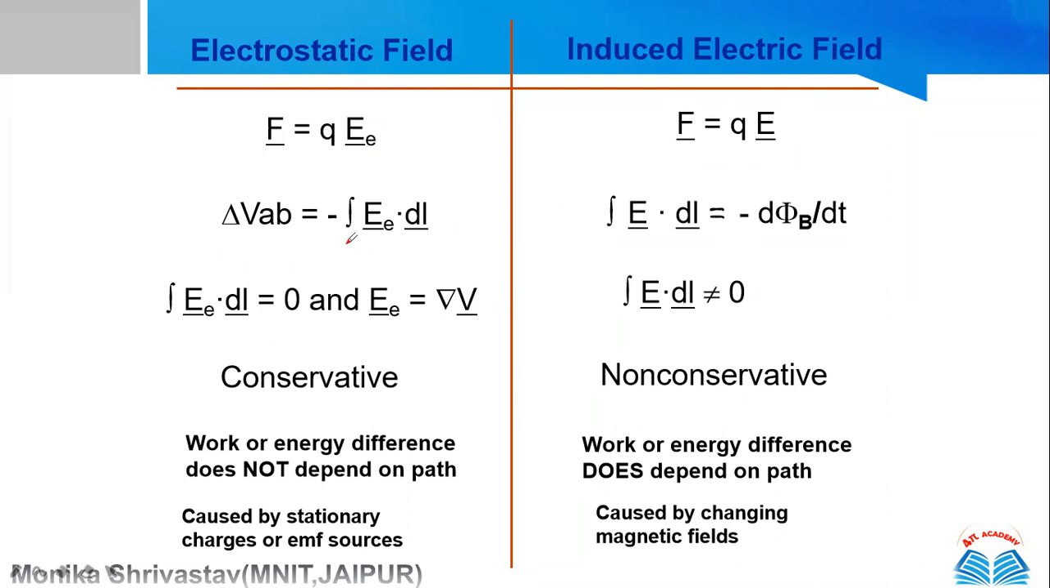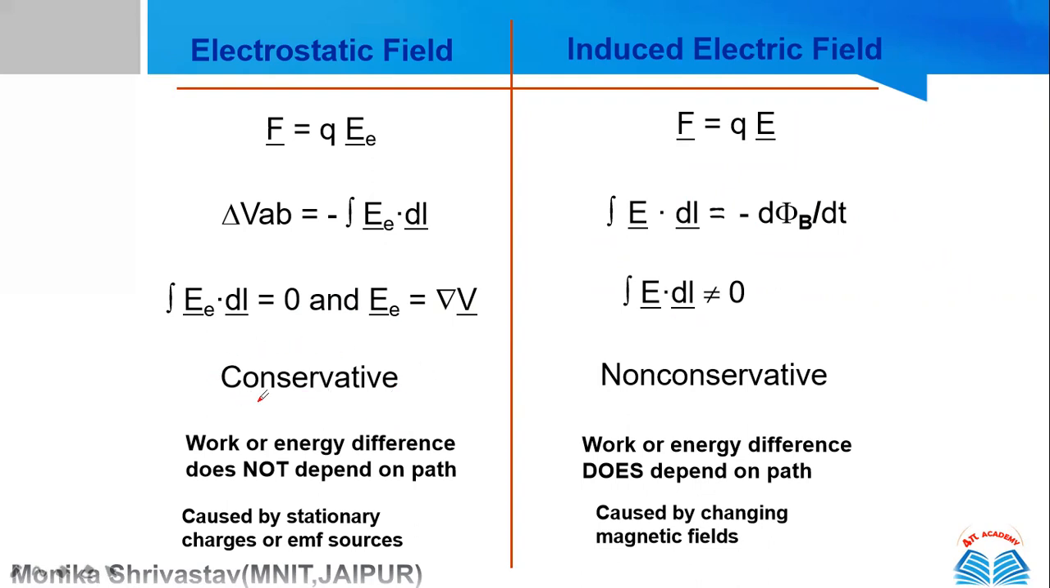In the electrostatic field, the voltage difference between two points A and B, delta V_AB, equals minus integral E dot dl. In the induced electric field, the closed integral E dot dl will be equal to minus d phi B over dt. And this closed integral E dot dl was equal to 0 in the electrostatic field, and E was equal to minus delta V. But here, this line integral is not equal to 0. The induced electric field does not have the same properties as the electrostatic field.